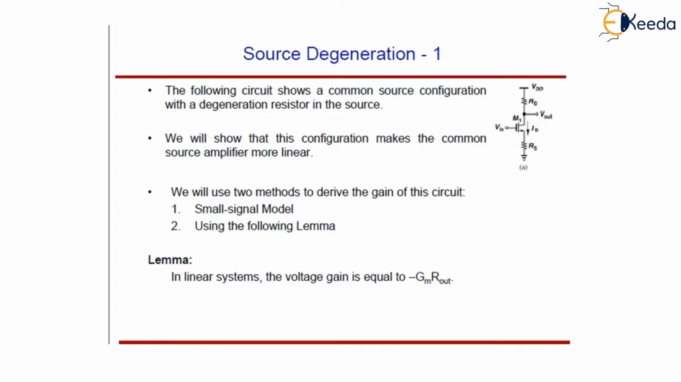So we have placed this degeneration resistance in series with the source to make our device more linear and to remove the non-linearity which is imposed by the dependence of the drain current upon the overdrive voltage. So how can we make our device linear? By removing the non-linearity imposed by the dependence of the drain current on overdrive voltage. Let's see how this configuration makes our device more linear.